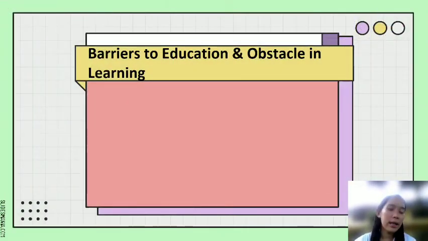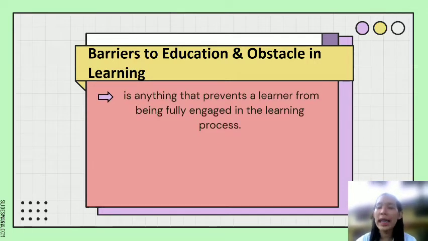So now let us define barriers to education and obstacles in learning. When we hear the word barriers, the first thing that would come to mind is something that would hinder or stop someone from doing something. And when we say obstacles, it means challenges that someone may face in order to finish tasks. So in general, the definition of these two is anything that prevents a learner from being fully engaged in the learning process.